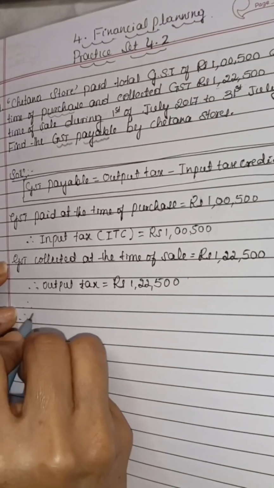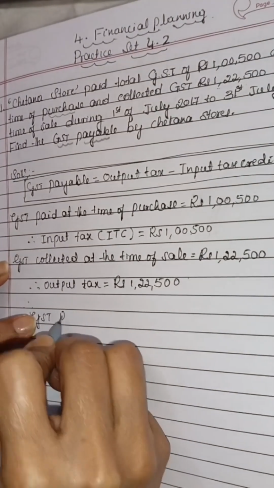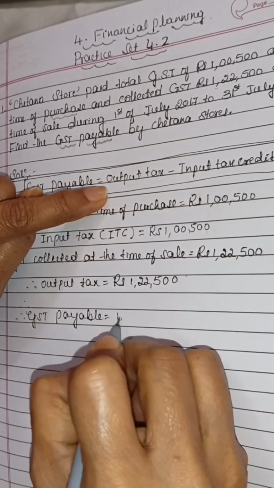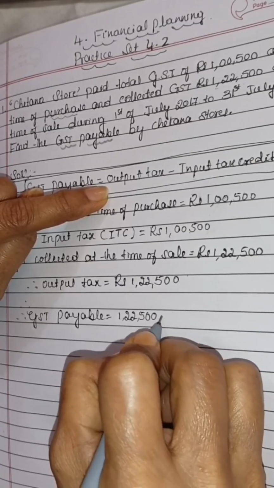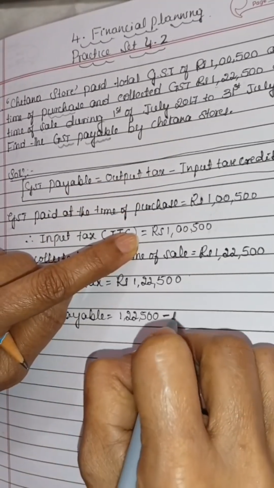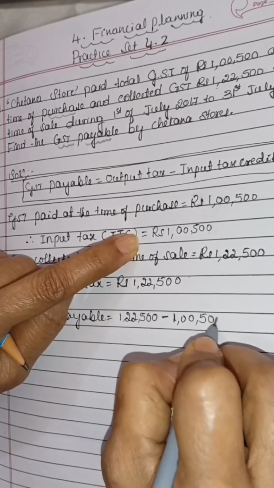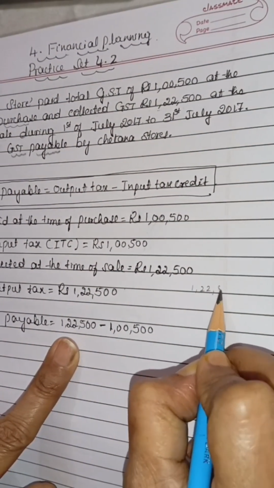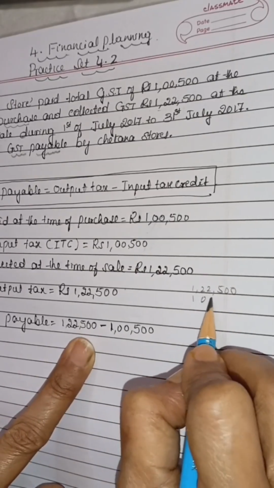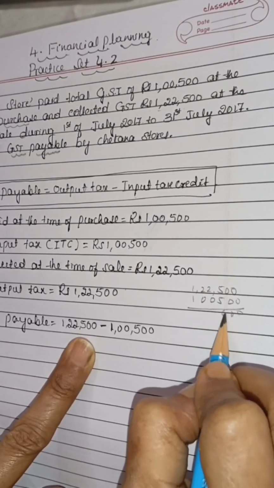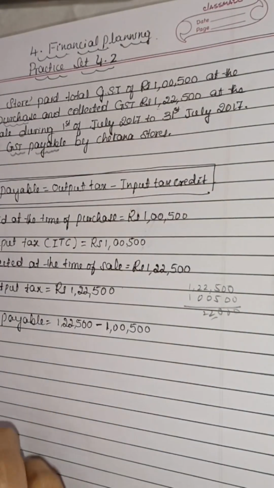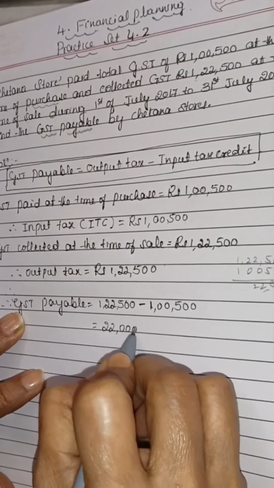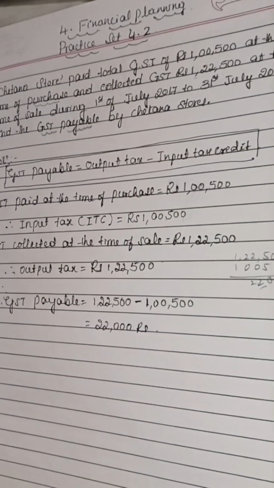Therefore GST payable is output tax, 1,22,500, minus input tax, 1,500,000. See here, the larger number is 1,500,000 and this is 1,22,500. So the difference is 22,500. That is, GST payable is 22,500 rupees.